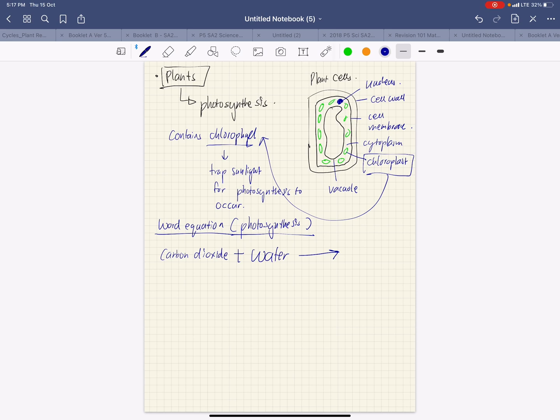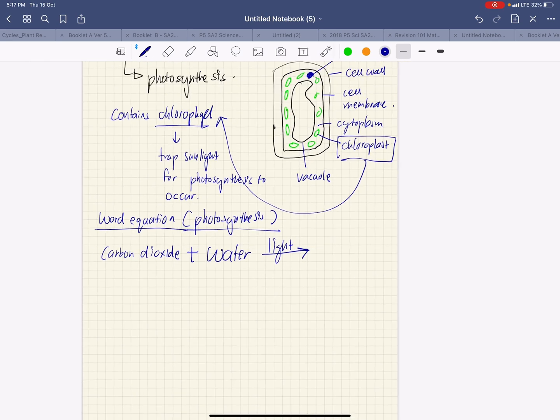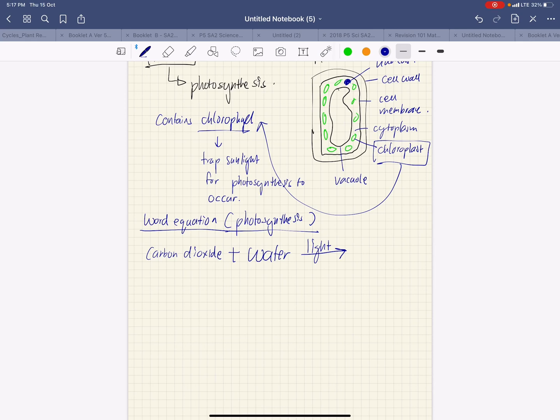And then, obviously, you're trapping light energy. Now, the common misconception here is students tend to think that plants can only photosynthesize under sunlight. That is wrong. If you think about it, there are a lot of indoor plants nowadays where you can use artificial lighting. It doesn't have to be the sun. So it is not correct to say that plants photosynthesize only in the presence of sunlight. No, it's actually in the presence of light energy.